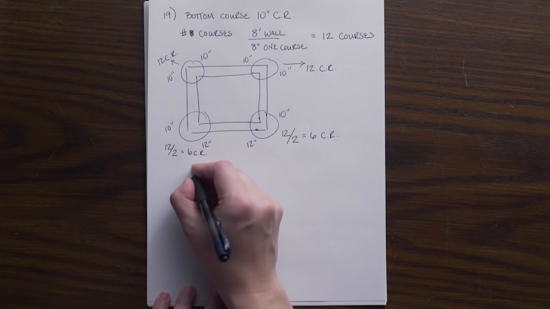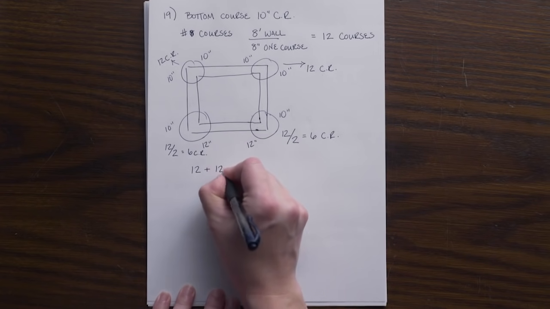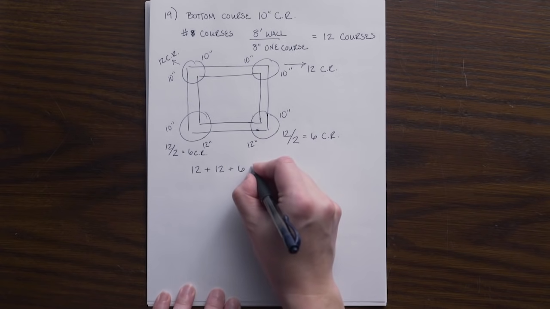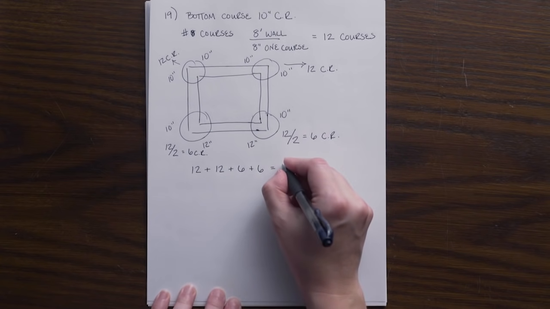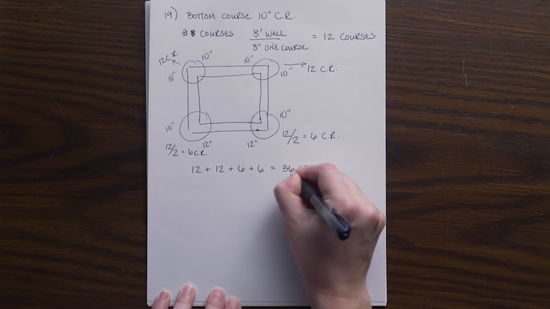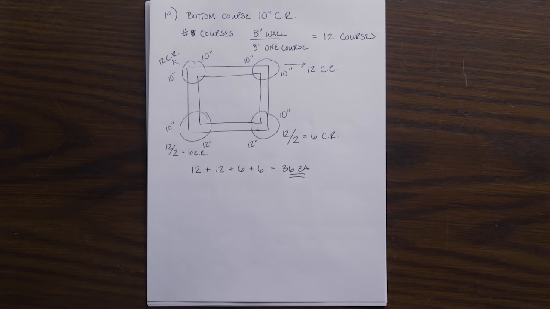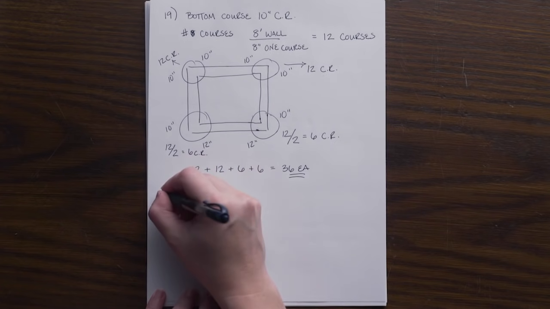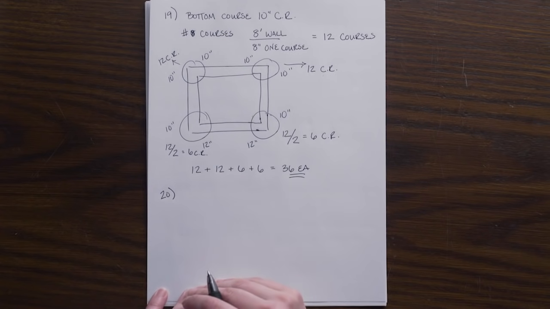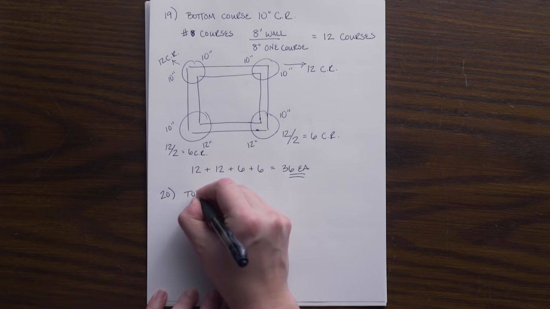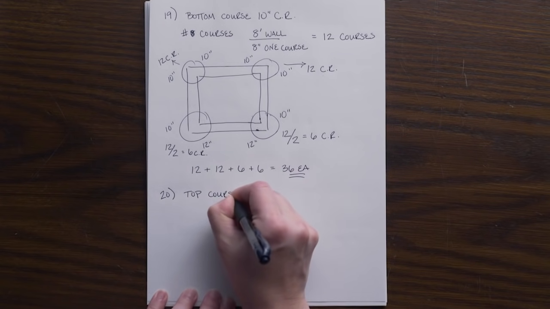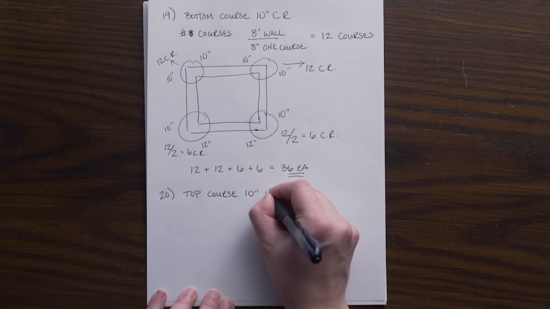So if we add them up, total back left, back right, front left, front right, we have a total of 36 corner returns, 36 10-inch corner returns. The other type of special 10-inch block we have are the lintel blocks. The lintel blocks make up the bond beam that runs around the top course of our 10-inch wall. So top course of 10-inch wall only.